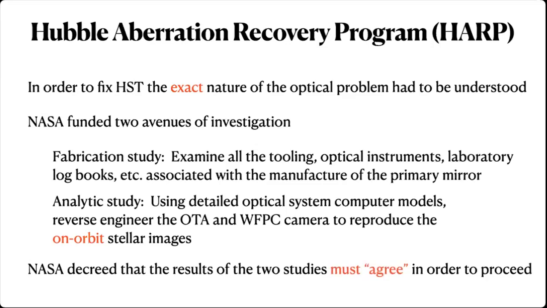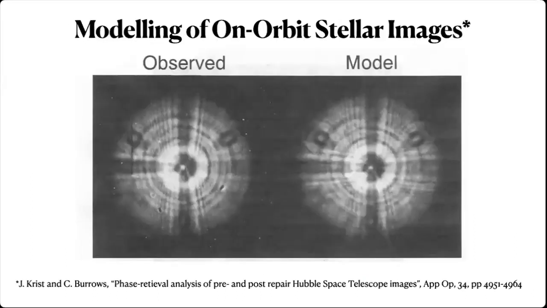NASA said, we're only gonna believe that you guys have figured out what the problem is if these two avenues of investigation agree. And the term agree was a little bit fuzzy, but here's what happened. So before I show you the results, here's what the modeling can do. Very sophisticated computer models. Actually, this image was even developed after the telescope was fixed. They continued to analyze the images and try to improve their models. So here's what the observed image looked like.